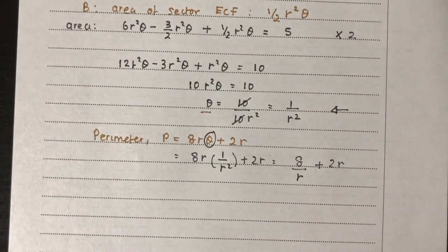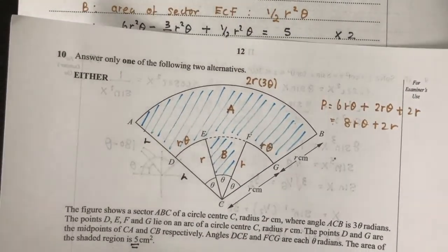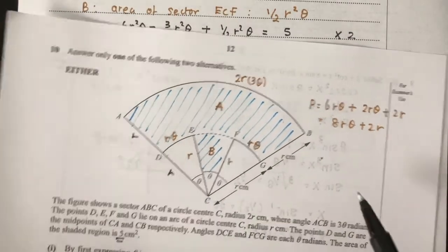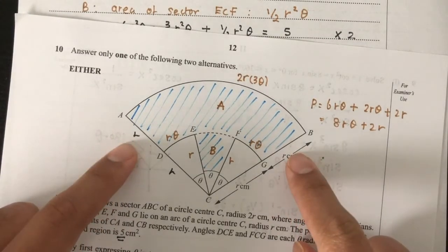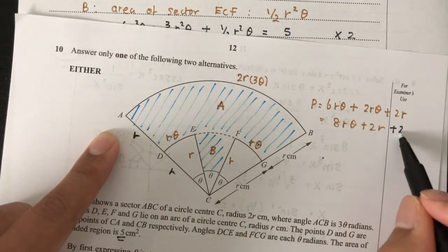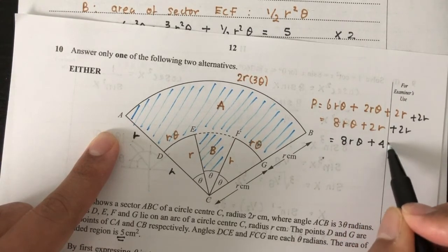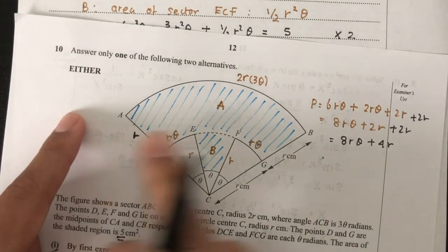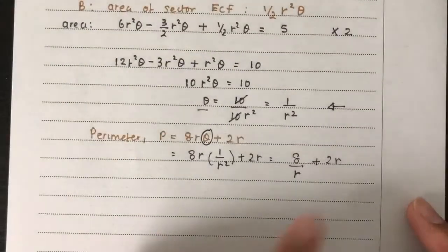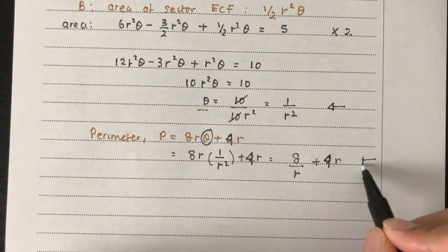And this is not the required answer, because we have made a mistake somewhere. Oh yes, we forgot these two sides. This is also R and R. So plus 2R again. It has to be 8R theta plus 4R. So we forgot these two sides, these two plus this. That's why it is not 2R here. It should be 4R. And now this is as required.